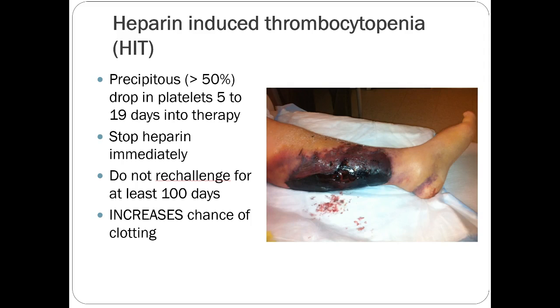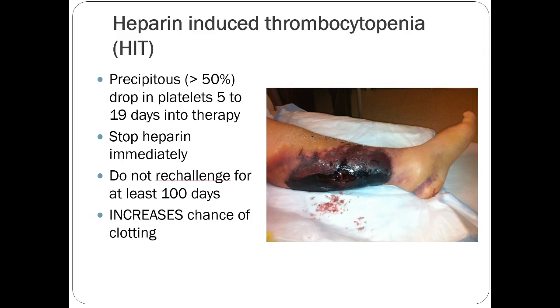So what happens is the heparin complexes with platelets and causes a mass activation of a number of platelets. It's an immune system related reaction, and that reaction causes platelet activation. So you see the platelets drop because they're all activating and getting used up, and you can end up with ischemic events that look kind of like this. So it's definitely highly problematic.